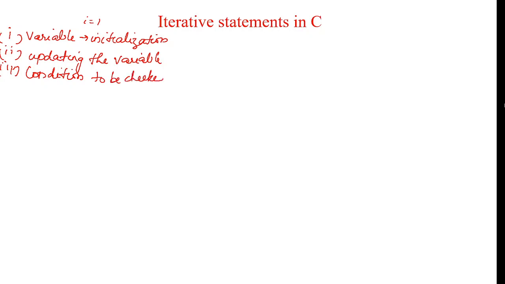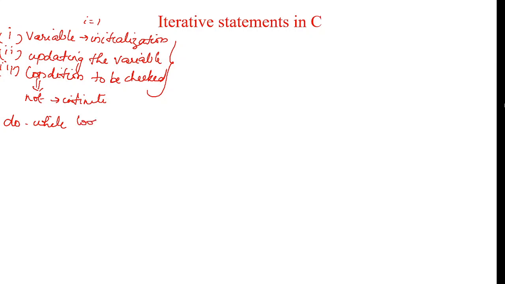This condition will indicate the termination of the loop. In case the condition is not given, it will go into an infinite loop. So these are the three important points which you have to remember when you use these three types of iterative statements. Now let's move on to the second type, that is your do while loop.